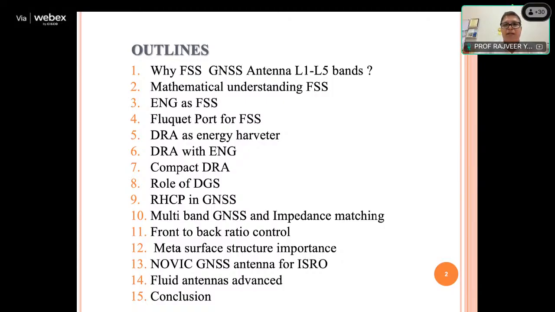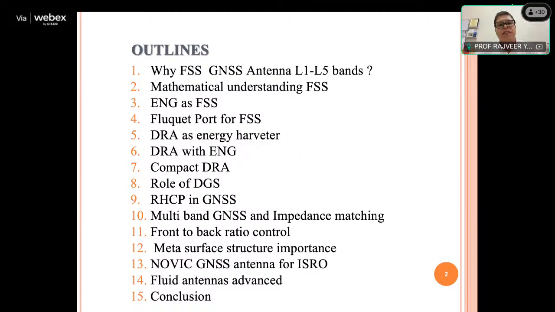My first slide gives the outline, where I'll be talking about why FSS are important as far as GNSS antennas are concerned. When I say GNSS, we will talk about all bands, L1 to L5. Then the mathematical understanding of frequency selective surfaces, where we have made use of ZOR, that is zero order resonance, also known as ENG, epsilon negative, as a concept for developing frequency selective surfaces.